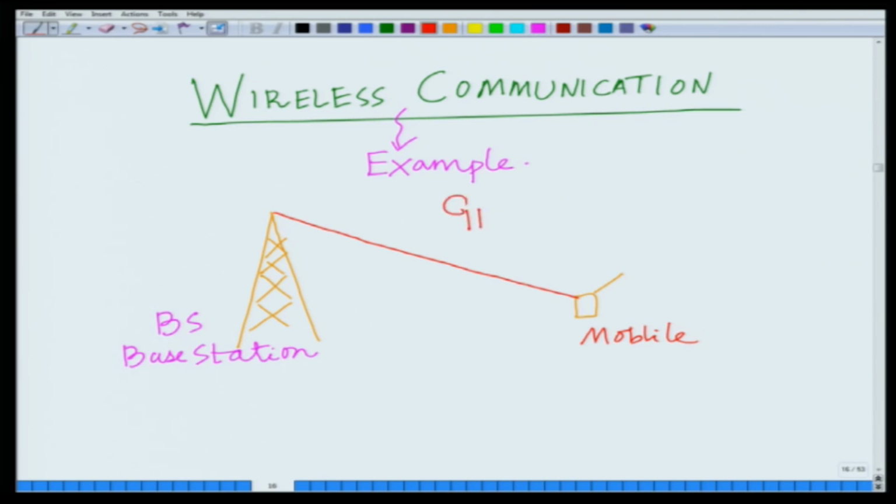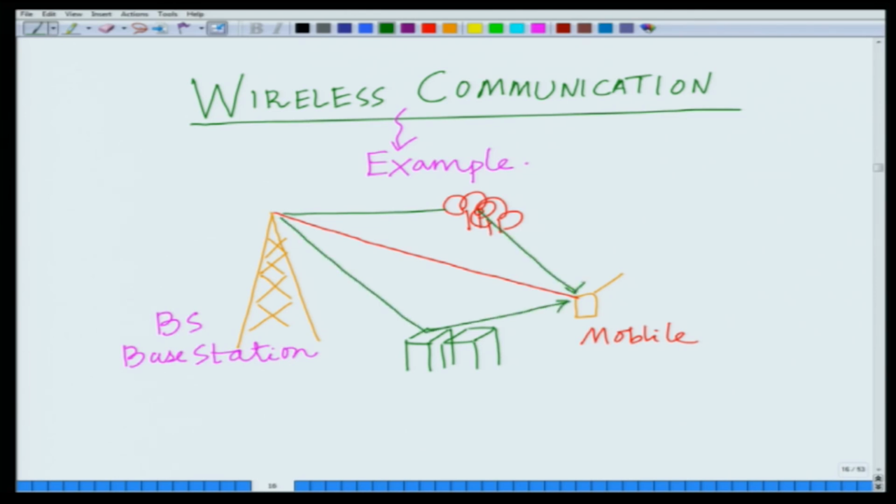However, there are also going to be several non line of sight paths between the base station and the mobile, which arise from the presence of what are known as scatterers. So, we have a line of sight path and several non line of sight paths. So, we are looking at a wireless communication environment, correct.